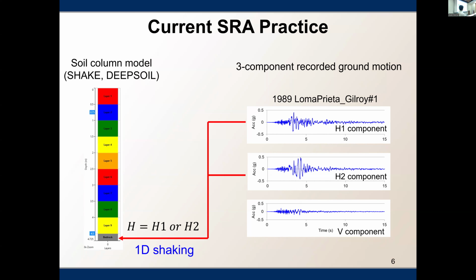To do the site response analysis, we take the individual components of this motion and then input it at the bedrock as a one-dimensional shaking. With this, we can get the response at the surface, HS1 or HS2, for each of these components. If you want, then we could also combine these components using geometric mean or some other factors.